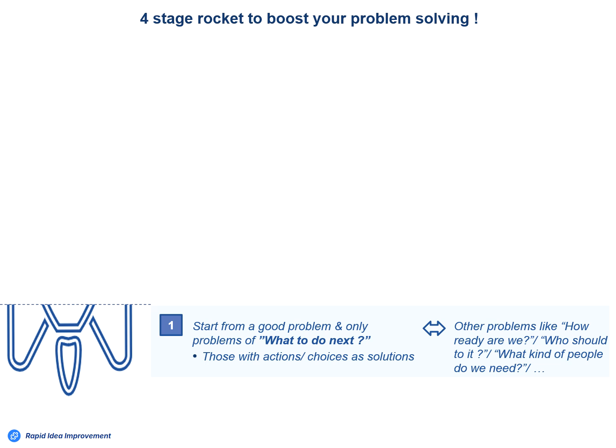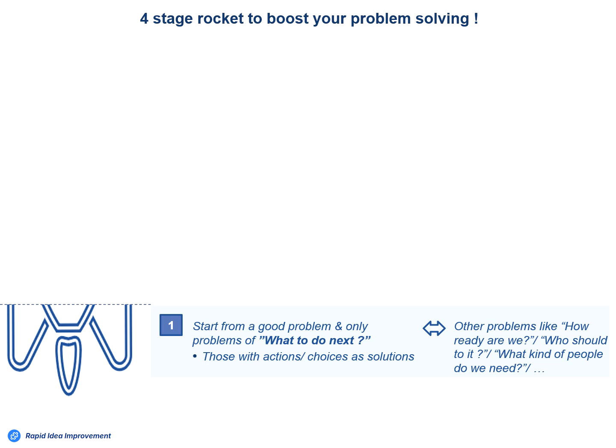And that's opposed to problems of the nature of how ready are we, who should do what, what kind of people do we need. Those are all more like derivative problems. Their solutions are not going to lead you towards the improvement ultimately. It's only solutions of the form of actions and choices that'll allow you to capture an improvement and realize a goal that is linked to an improvement in, be it efficiency or value. So it's important to always formulate the problem in terms of what to do next.